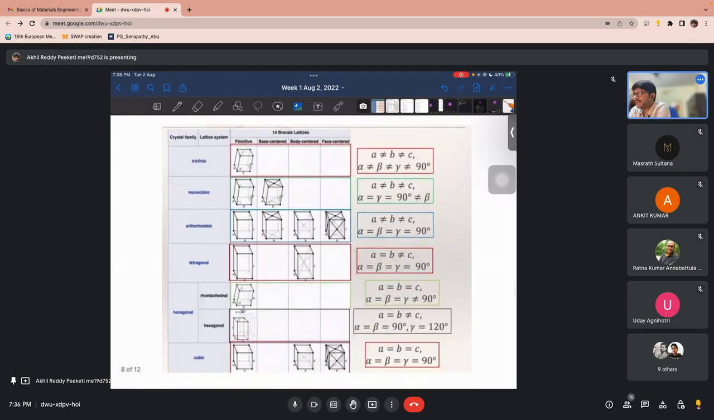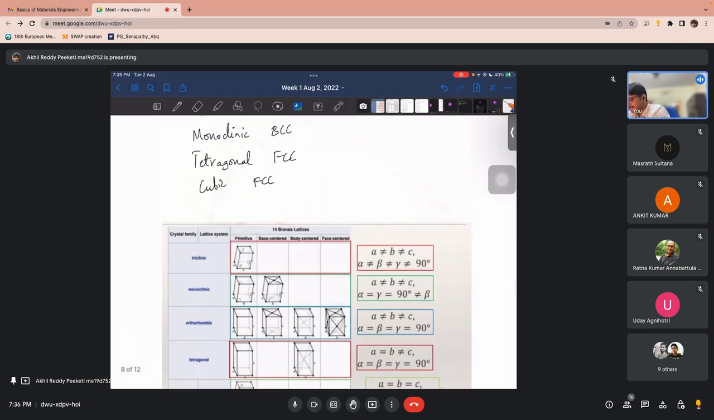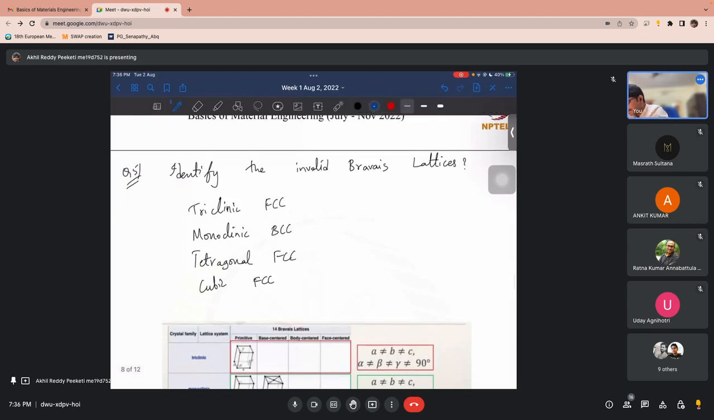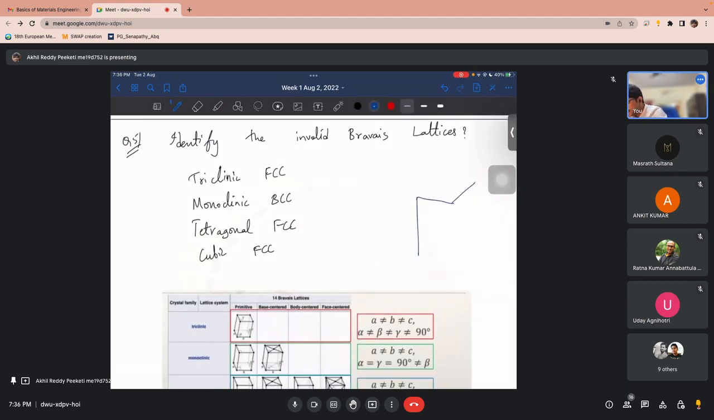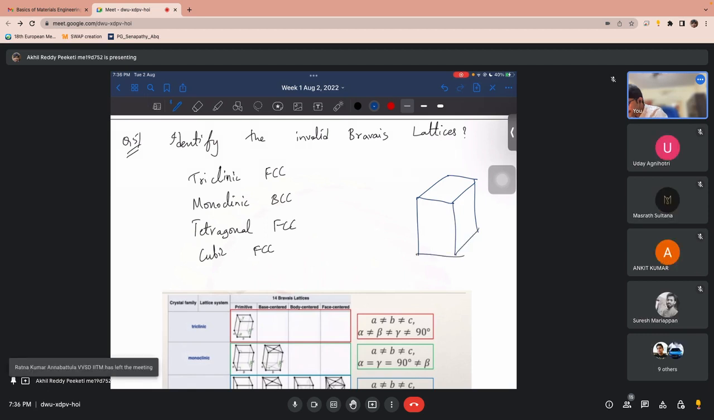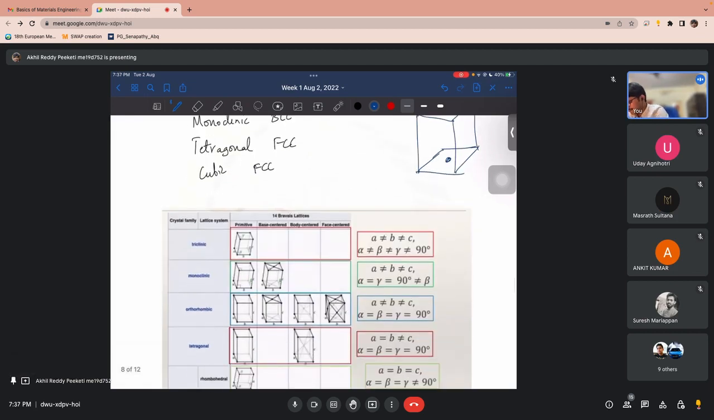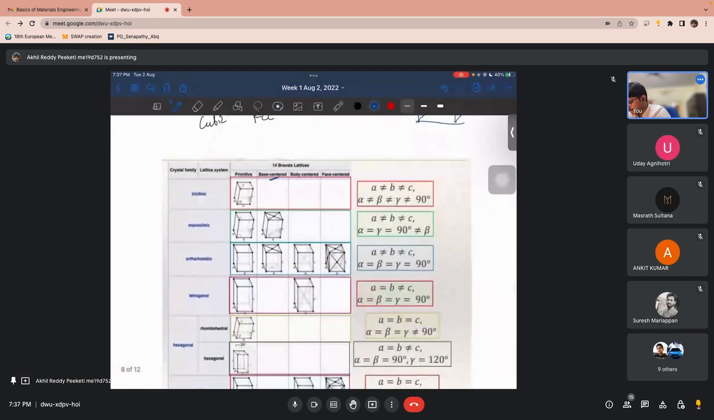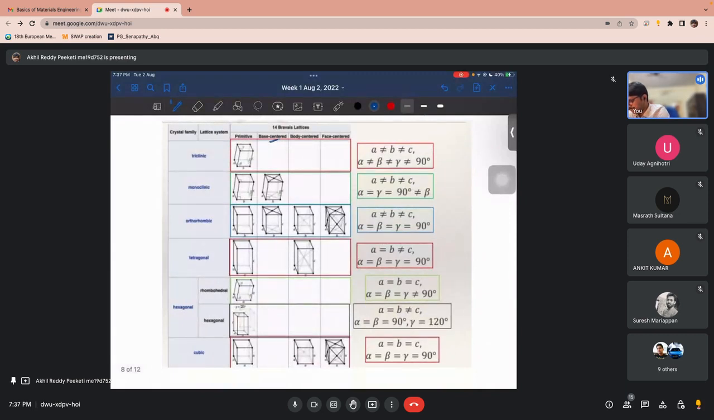So there are actually 14 Bravais lattices, in primitive, base-centered, body-centered, and face-centered types. Base-centered here means end-centered: instead of atoms on all the faces, it will have them on only 2 faces. Face-centered has all 6 faces, body-centered only the center, and primitive is a simple cubic kind of structure.